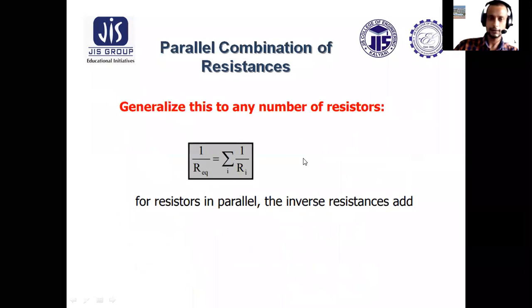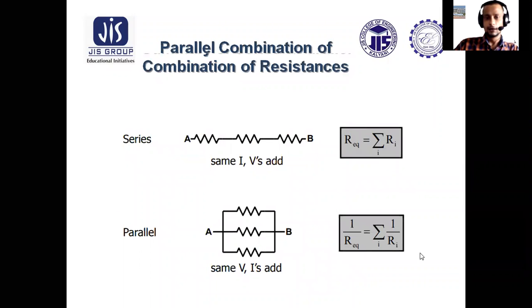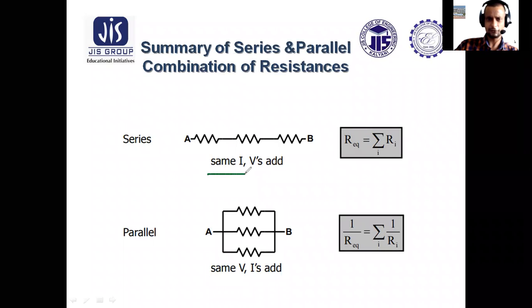Now let us move to the next slide. So this is the generalized formula for parallelly combined resistors. Inverse resistances will be added. So this is a summary of the series and parallel combinations which we discussed. For series, current will be the same and voltage adds. For a parallel combination, just the opposite: same voltage, I adds. For series, the equivalent is the summation of all the resistances; for parallel, it is the summation of the reciprocals of all the resistances.